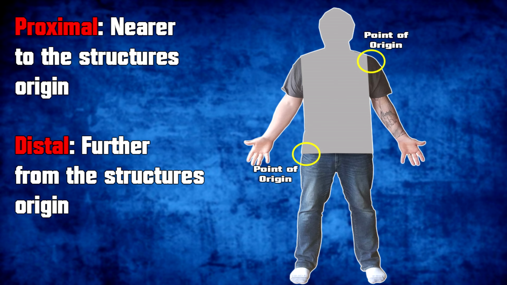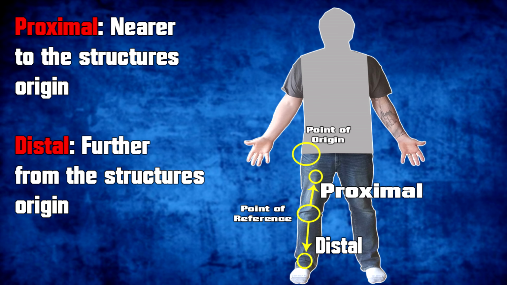So for example, if you are using the left arm as the point of reference, then the point of origin would be the left shoulder, whereas the right hip would be the point of origin for the right leg. So using the right knee as a point of reference, we can say that the femur is proximal to the knee and the ankle is distal to the knee.